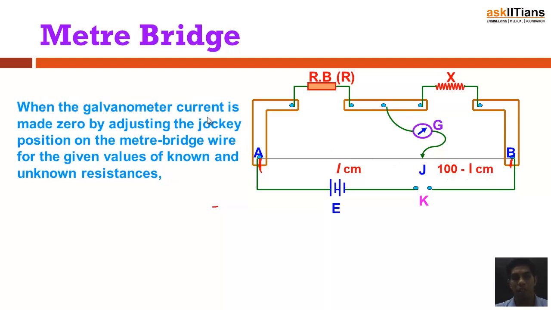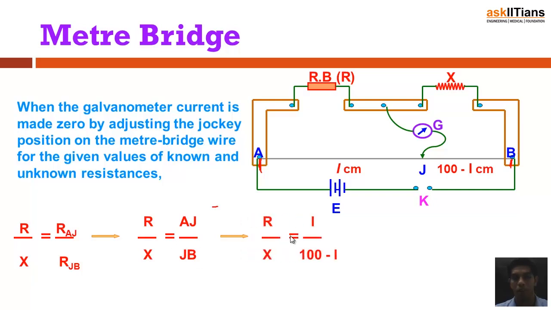So again, same thing written: when the galvanometer current is made zero by adjusting the jockey position on the meter bridge wire for the given values of known and unknown resistance, we get this equation, that is R by X is equal to RAJ by RJB. Which implies R by X, if you consider this by this equal to this by this, it's one and the same thing. So I have R by X is equal to AJ divided by JB, which gives me this expression.